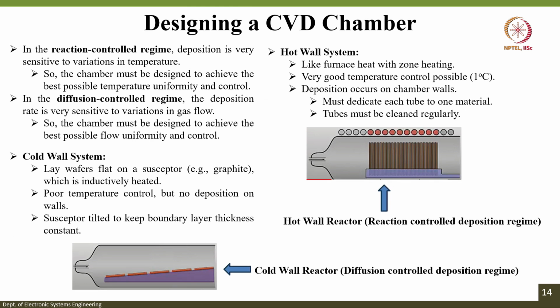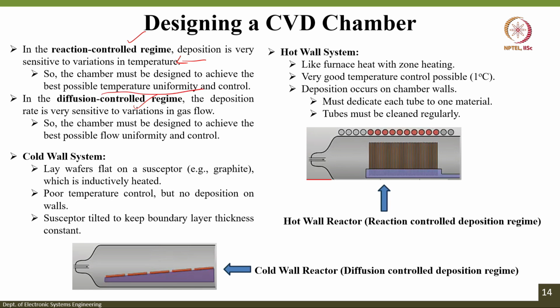Coming to designing a CVD chamber, as we mentioned, there are two types of regimes, that is a reaction control regime and a diffusion control regime. In a reaction control regime, as we already discussed, the rate of deposition is very sensitive to variations in temperature. So, whenever you are designing a chamber to operate in a reaction control regime, the chamber must be ensured to have the best possible temperature uniformity.